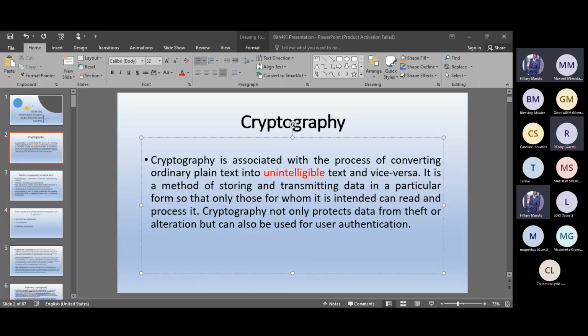Defense in depth. You're continuously adding extra layers of security to try and keep your data or your information as secure as possible.